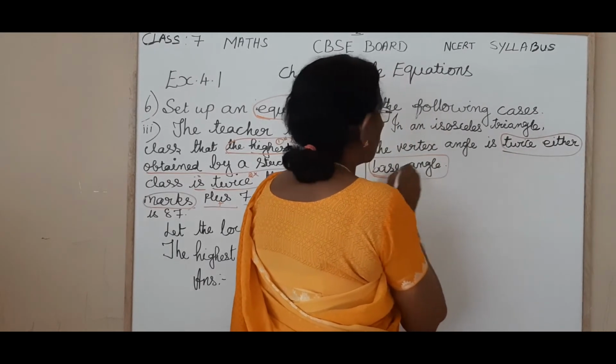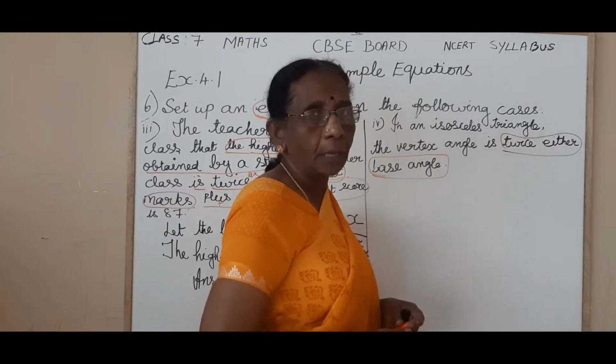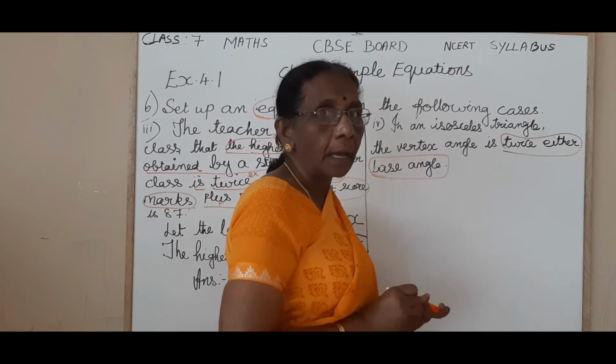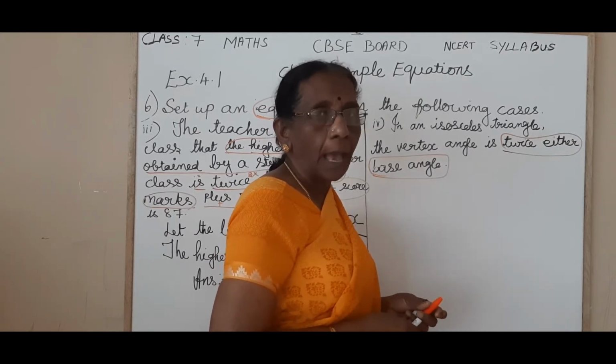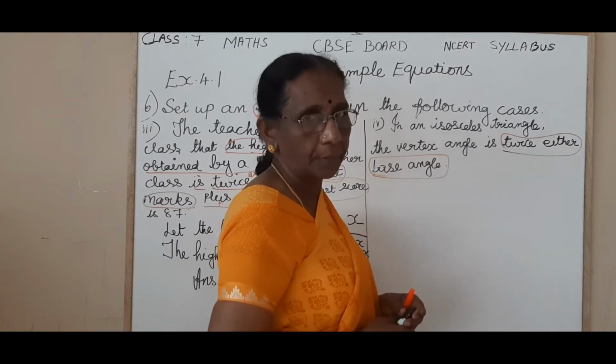Twice its base angle. That's all. So, how to frame the equation? For that which is common? What? The sum of the angles of a triangle is 180 degrees. You have to use that concept.